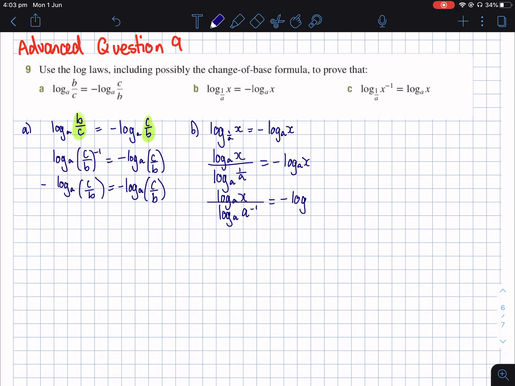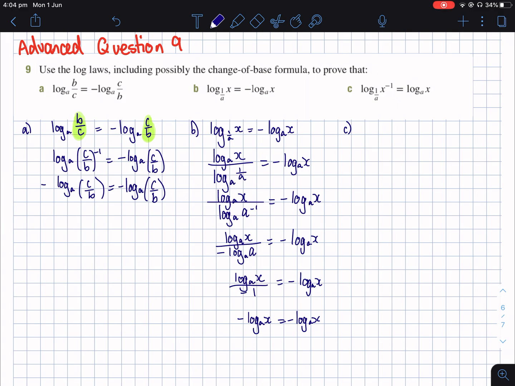You should now see where this negative comes from. Because that's the same as, well, with the log base A of x on the top stays the same, but it's now negative log base A of A. And that's the same as just 1. So it's -1 on the bottom, which means we've just got negative log base A of x equals negative log base A of x, left-hand side, right-hand side.